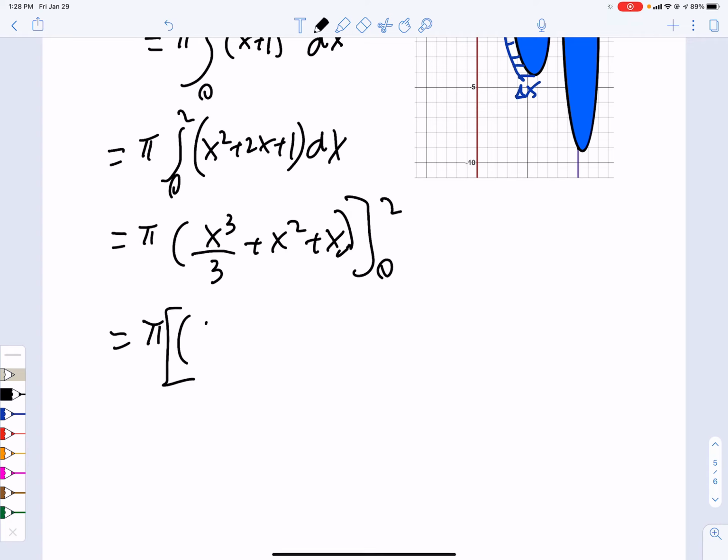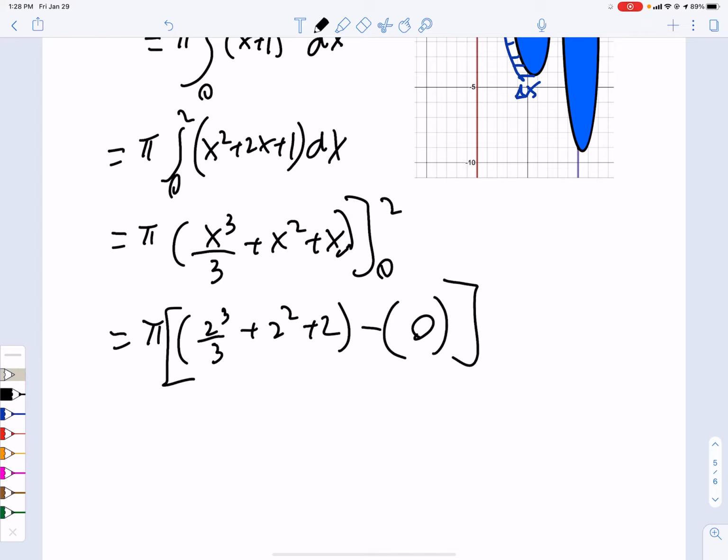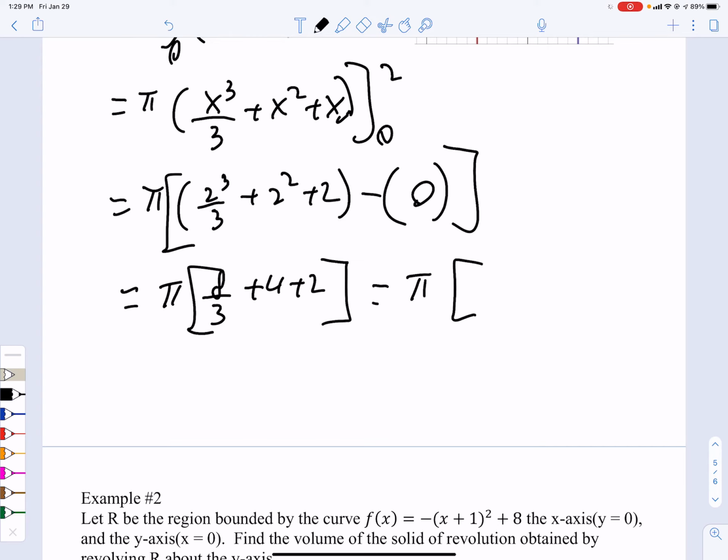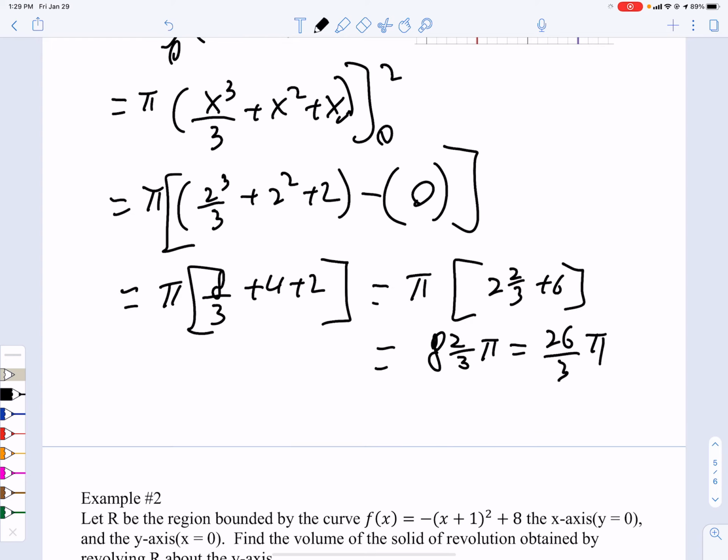Okay, plug in 2. 2 cubed over 3, 2 squared plus 2. Plug in 0, that's just 0. We're almost done. 8/3 plus 4 plus 2. That's going to be 8/3, which is 2 2/3, plus 6, which is going to be 8 2/3 pi. Now, if you want to do it, it's 26 over 3 pi.